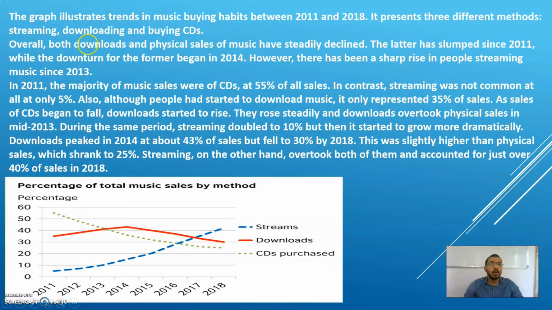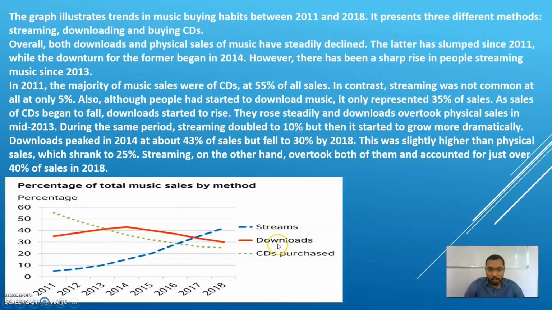Second para: overall, both downloads and physical sales of music have steadily declined. Now from here we have started explaining, or we have started analyzing, what we have studied in the diagram or graph. This is what you have to do. Okay? Download and physical sales are declining. This we can see here.